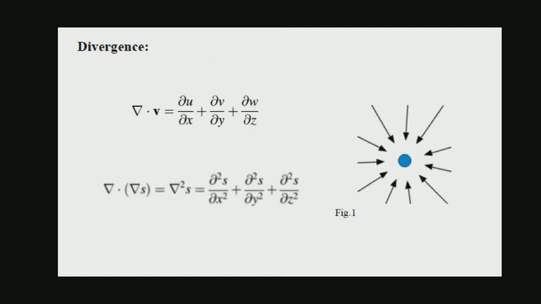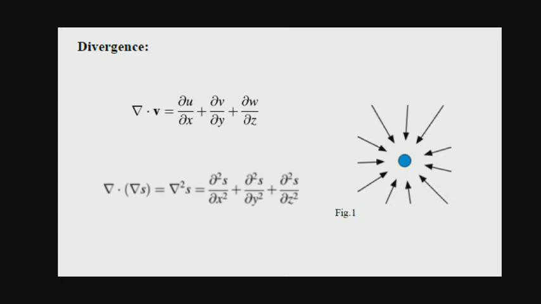del u by del x, that is the partial form of differentiation, that is del u by del x plus del v by del y plus del w by del z. Physically, the divergence of a vector field over a region is a measure of how much the vector field points into or out of the region.